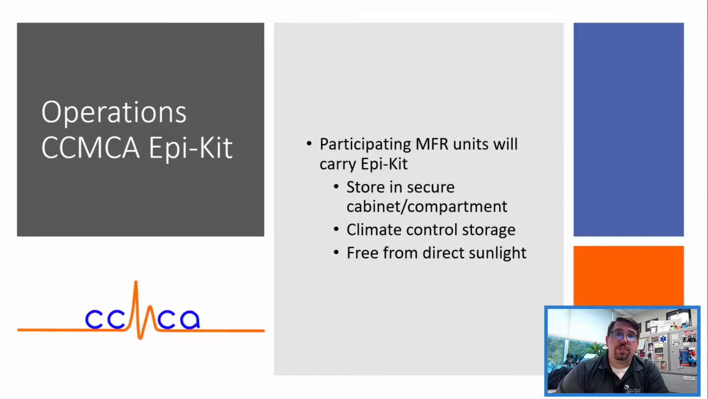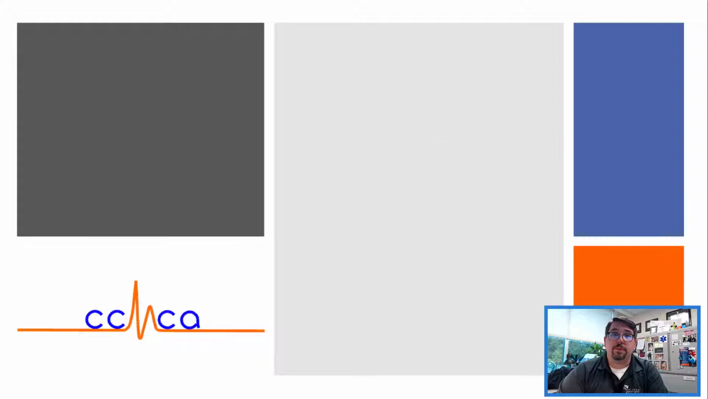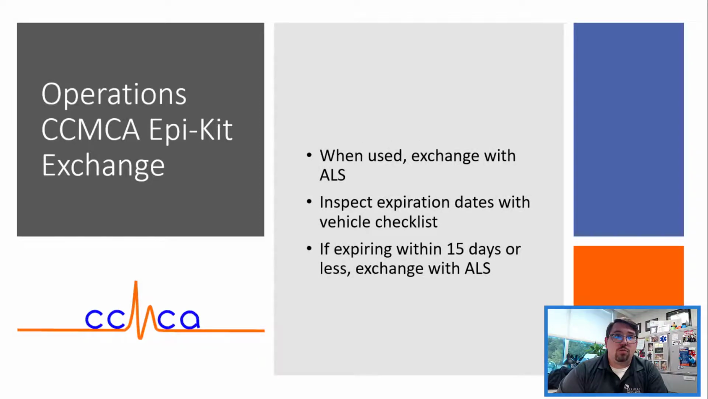When we look at operations for the CCMCA EPI kit, we must recognize that participating MFR units will carry an EPI kit. It is to be stored in a secure cabinet or compartment, an area that will have climate control storage to prevent excessive heat or cold, and it must be free from direct sunlight. Our process for exchange will be through an ALS unit. They should inspect the expiration dates within the vehicle checklist, and if it's expiring within 15 days or less, there should be an exchange prior to expiration with an ALS unit. The ALS units for Calhoun County will have specific boxes that they will be able to swap out with you directly after the administration of that medication.